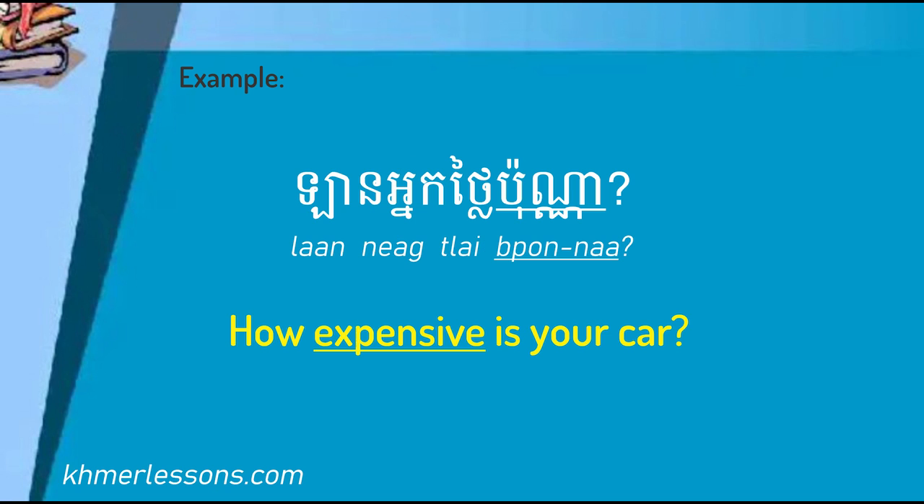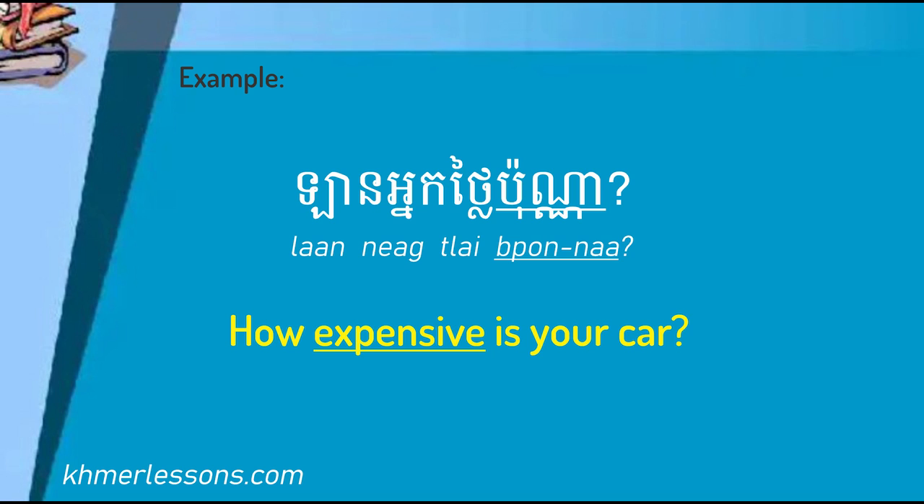Now let's see an example. How expensive is your car? You see, I underline expensive. The word expensive is an adjective. How expensive is your car? And then in Khmer you say lan neak thlai pon na. So expensive is thlai, and lan is car. So: car, your, expensive, how. That's the structure. One more time: lan neak thlai pon na.